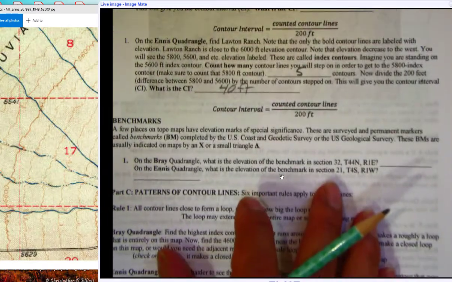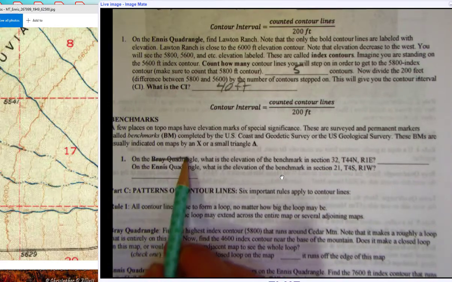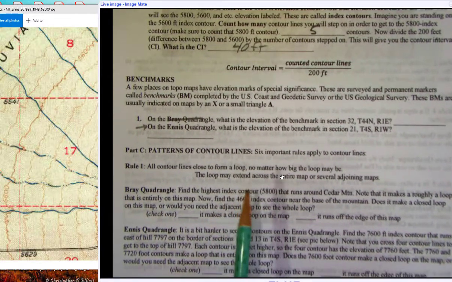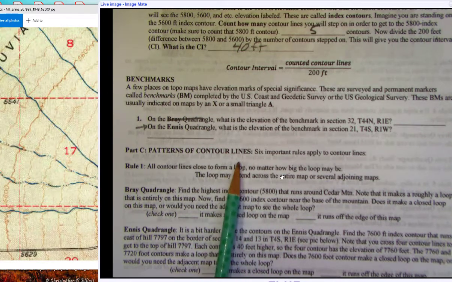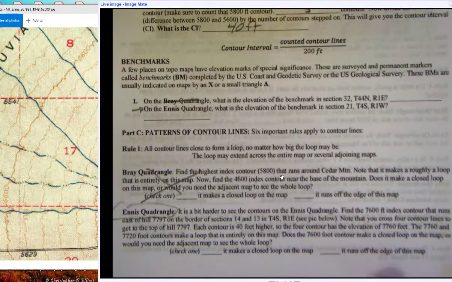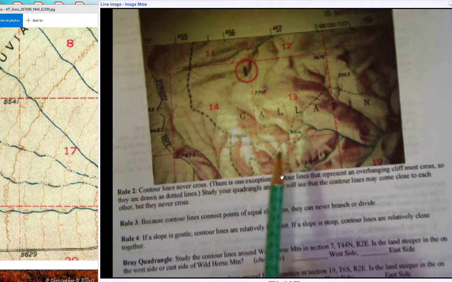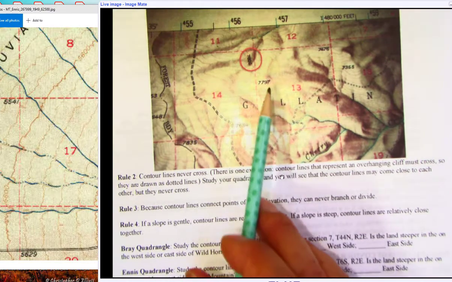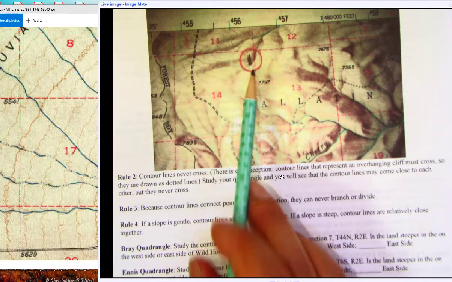I talked about benchmarks. Remember, we're not doing Bray, so go ahead and do this one for the NS quadrangle. Then I want you to read through the section on contours and patterns of contour lines, which is where I talk more about the rule of V. We're not doing the Bray quadrangle, but make sure you do these NS quadrangle problems. I even have another zoom of the map where I want you to look, and I think I bolded some contour lines for you there. You should be able to get through all these.